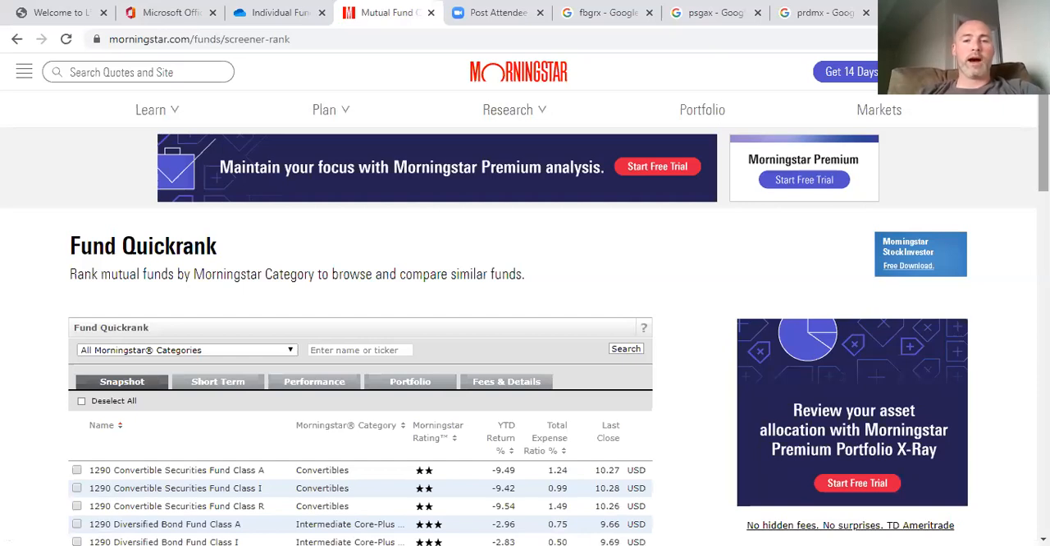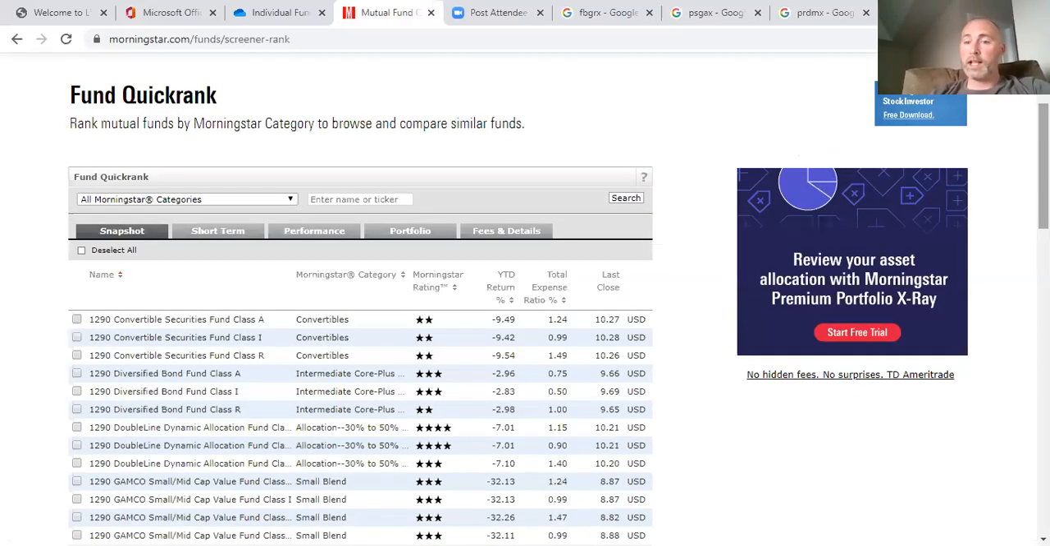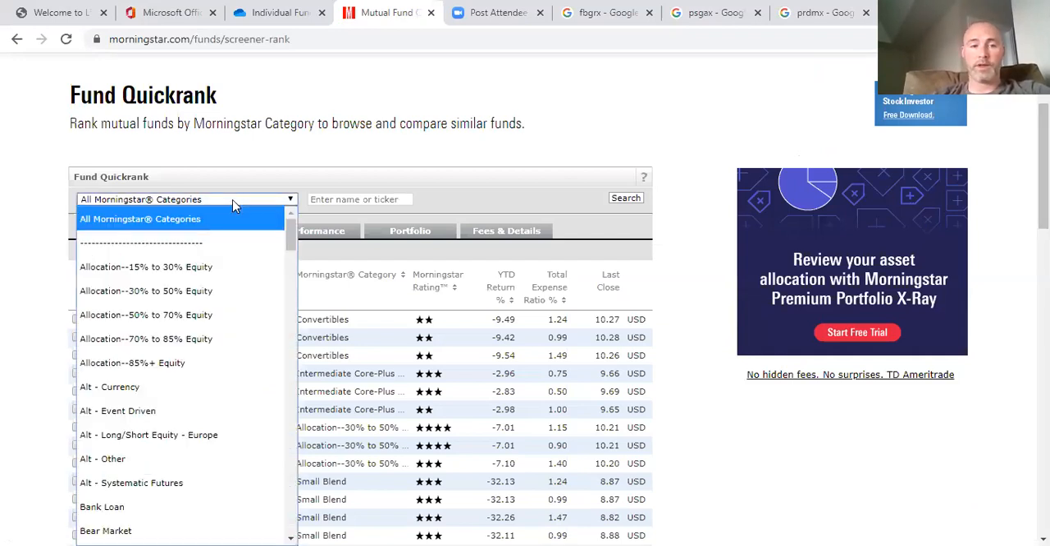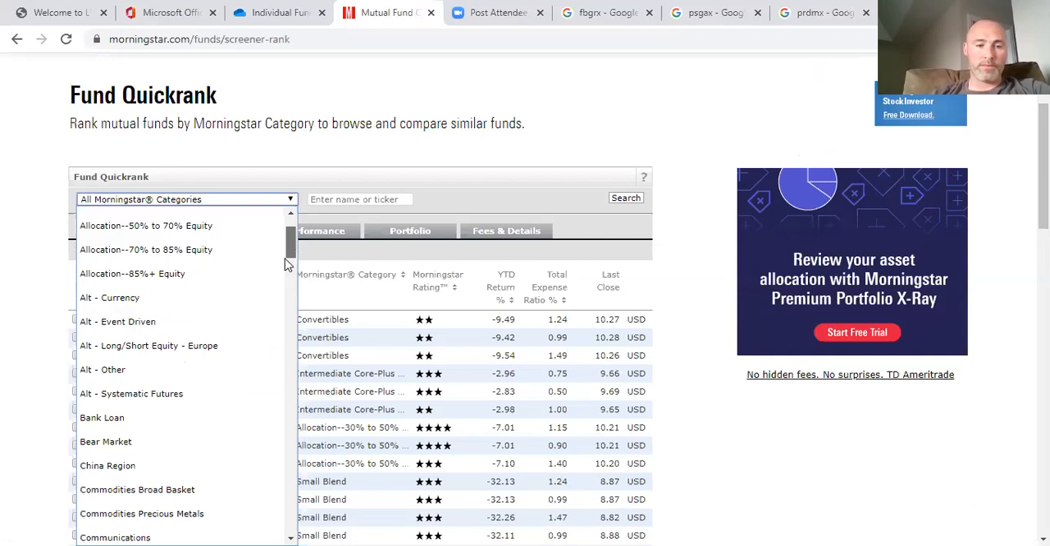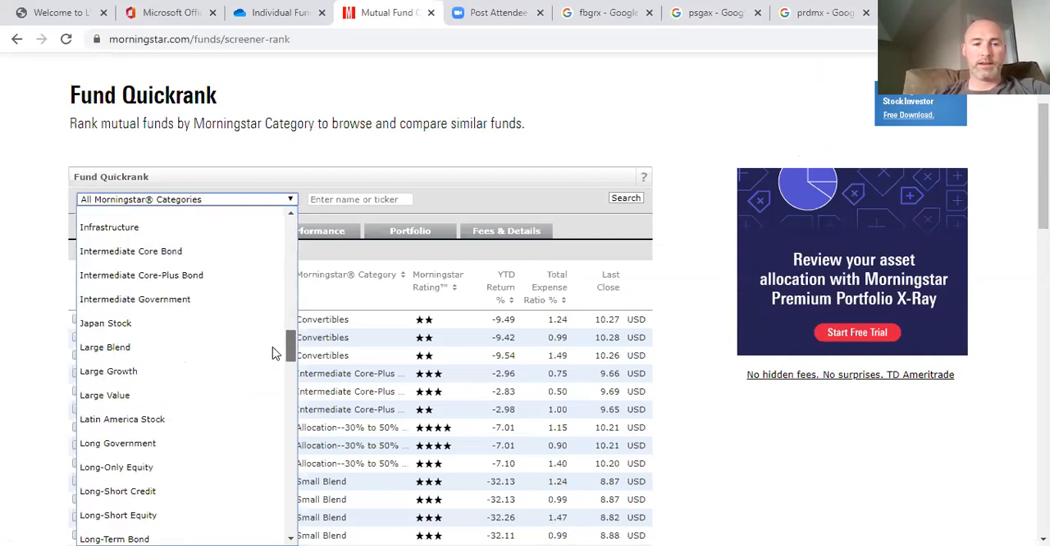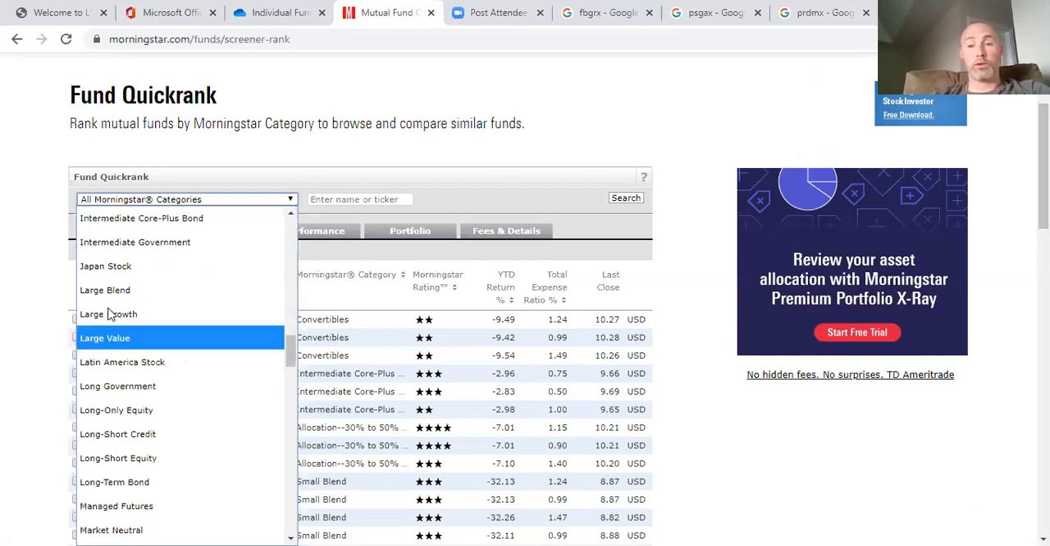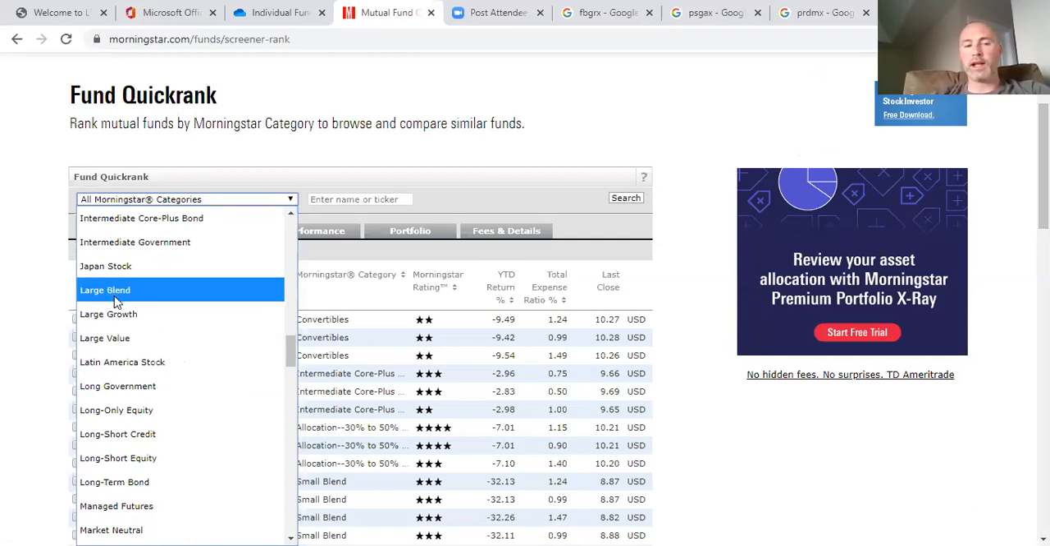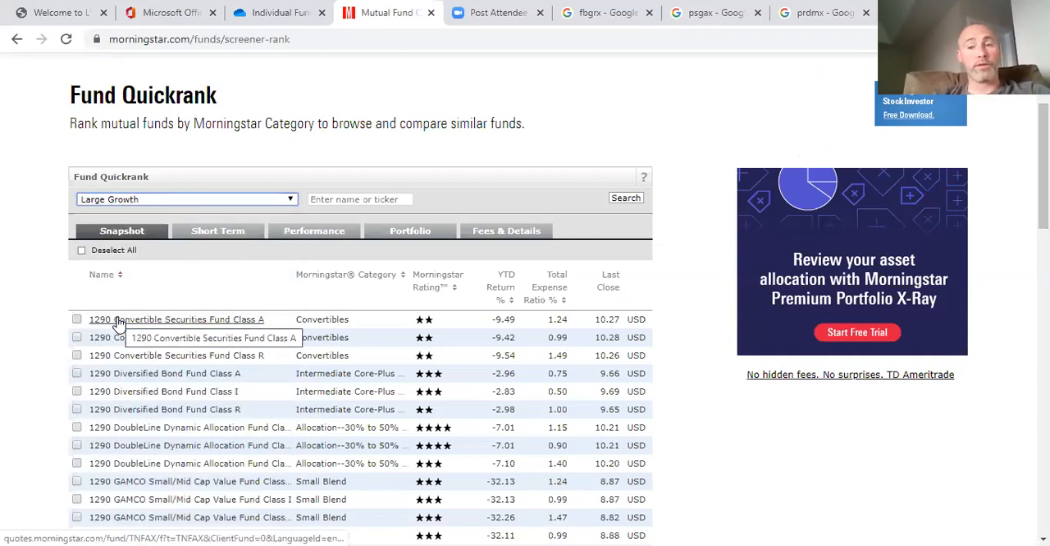Okay. Now what I want you to do is, the first thing is, if you're looking for large cap, you're going to click here. And you're going to scroll down until you see large growth. That is large cap. We're looking at growth mutual funds, not large blend, not large value, growth mutual funds. And you're going to click large growth if you're looking for a large cap. It's going to then sort by this right here. We will click performance.